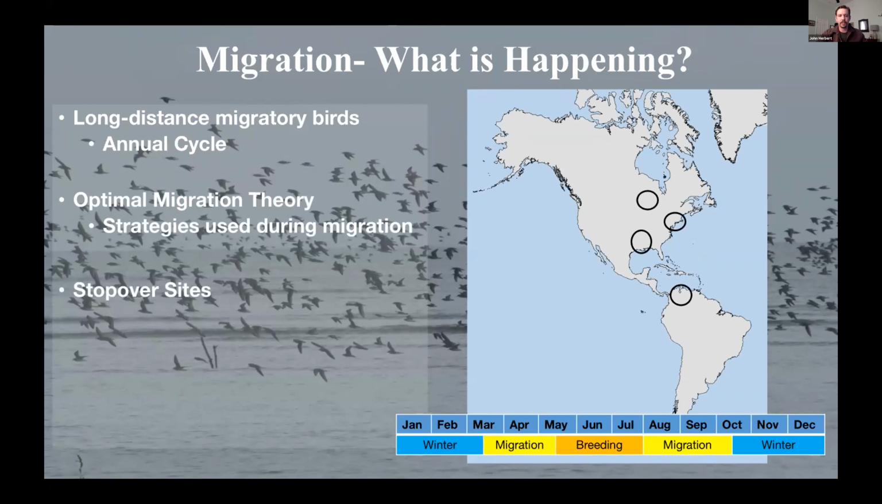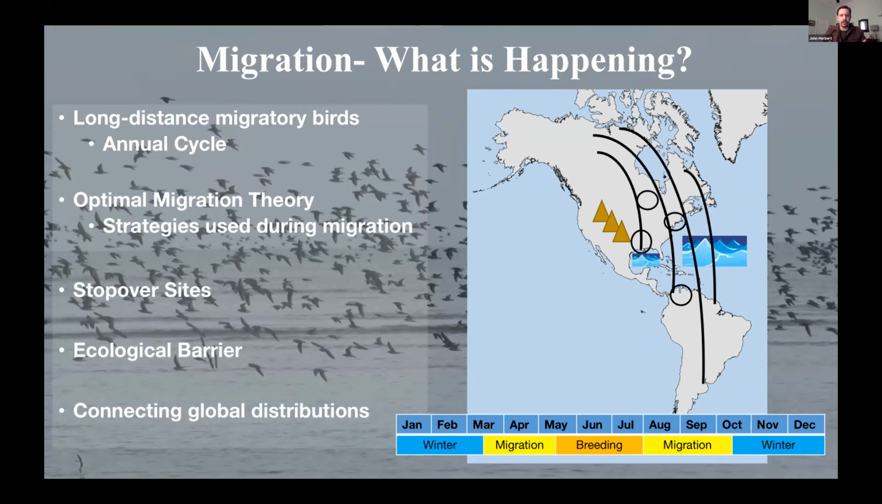How are these stopover sites affecting migratory timing? Are they encountering ecological barriers during migration, and how is that affecting migratory success and migratory behavior? And then we want to connect these global distributions, put all these puzzle pieces together. So this is what we're attempting to do in our study here.